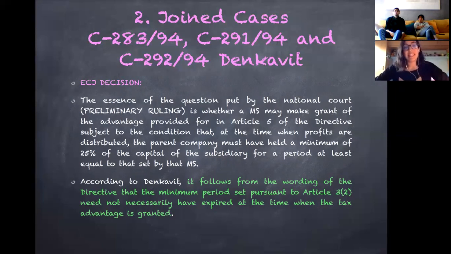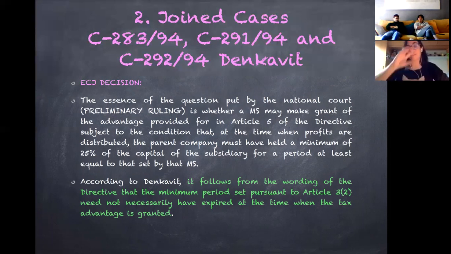What about the ECJ decision in this case? The essence of the main point of the question put by the national court in this preliminary ruling, as we have seen, a preliminary ruling presented by a national court to the European Court of Justice, was to decide if a member state may make the grant of the advantages provided for in the parent-subsidiary directive subject to the condition that, at the time when profits are distributed from the subsidiary to the parent company, the parent must have held a minimum of 25% of the capital of the subsidiary for a period at least equal to that set by that member state, which in the case of Germany was 12 months.